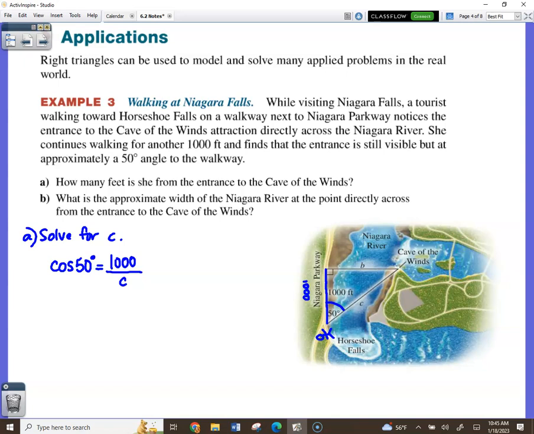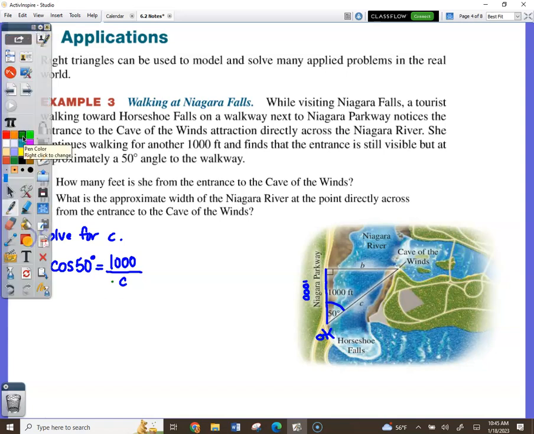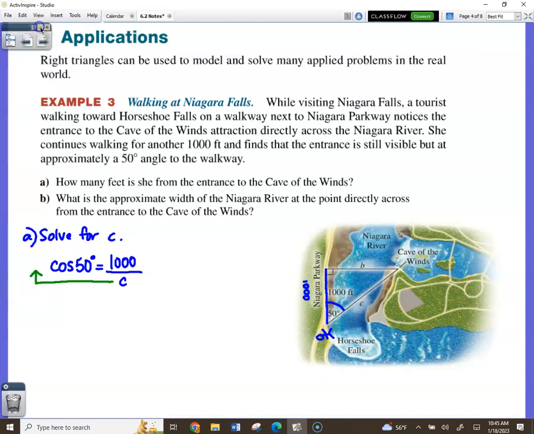Just like in the review, you're going to cross multiply that variable to the other side. And sometimes you're done and sometimes you have to keep going. In this case, and if you'll show your work, you'll see exactly what to do next. In this case, we're not done. We have cosine 50 in the way.